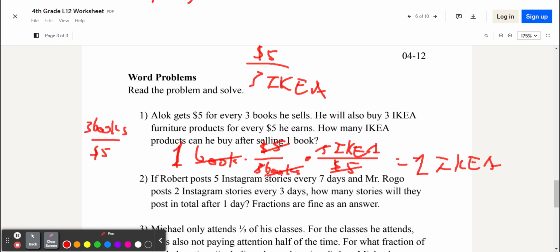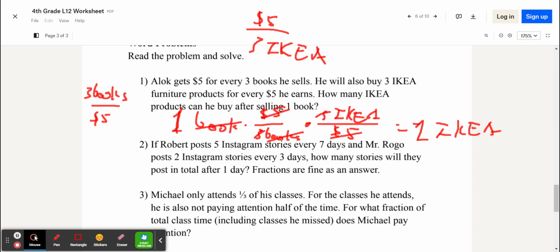And you will notice that 5 over 3 and 3 over 5 are reciprocals, and that's why 1 book times this equals 1 IKEA.